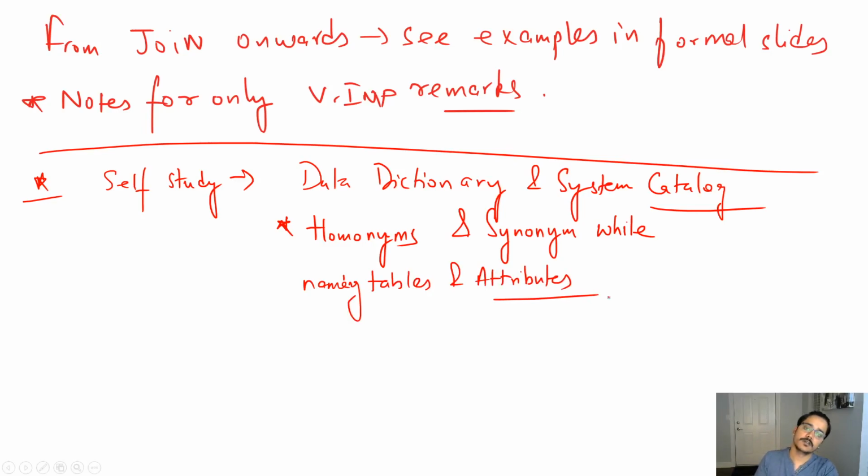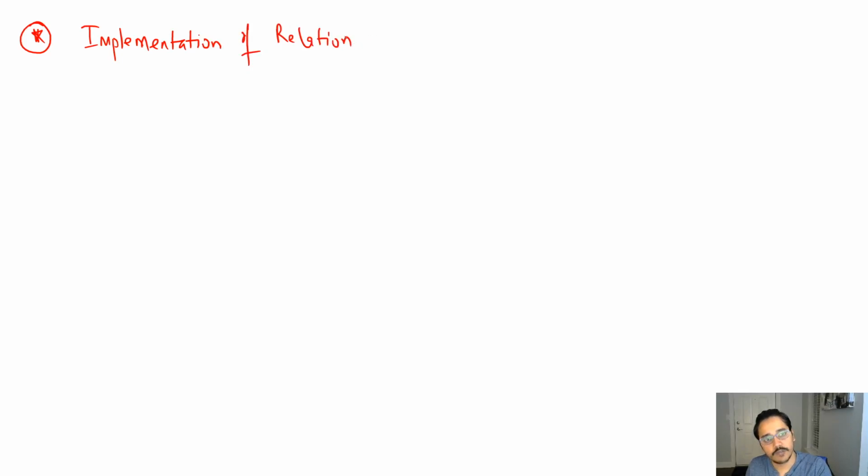Okay. So after that, we have the next important topic, which is implementation of relationships or relationship types using keys, using primary keys and foreign keys. Let's just make it more specific.